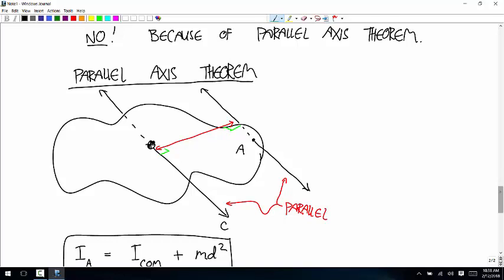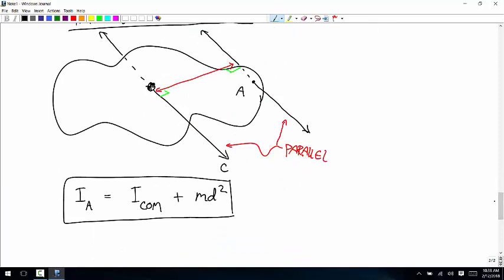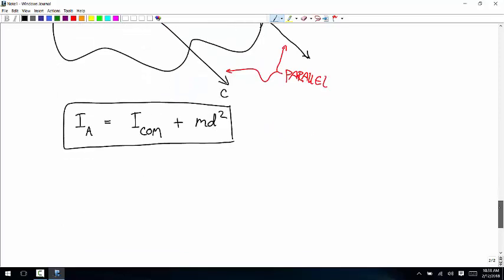Notice that that says that the smallest moment of inertia an object can have is one that goes through its center of mass, because md squared can't ever be negative.